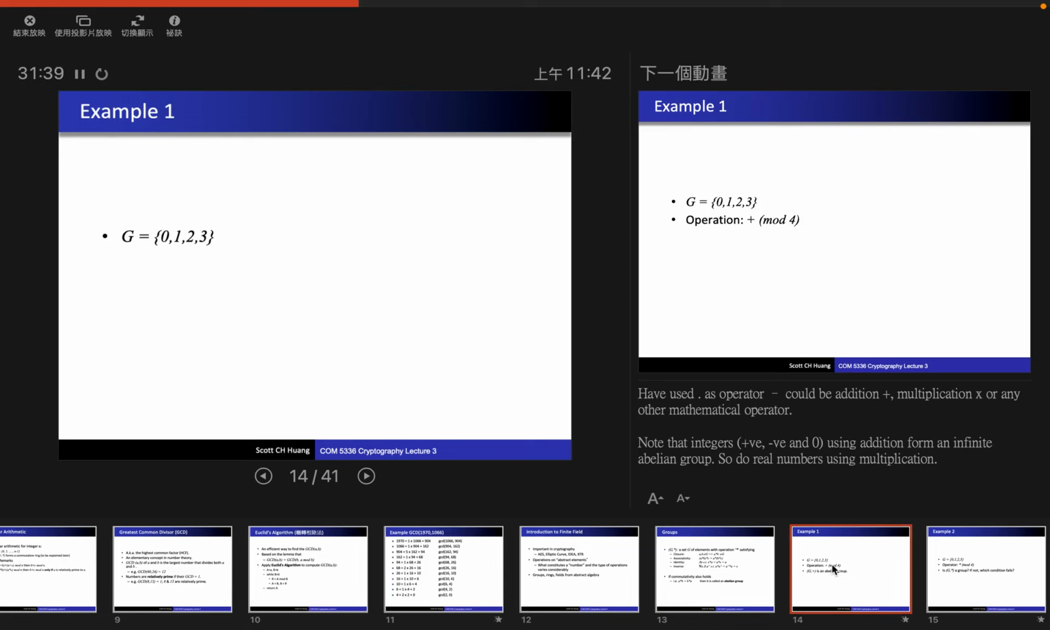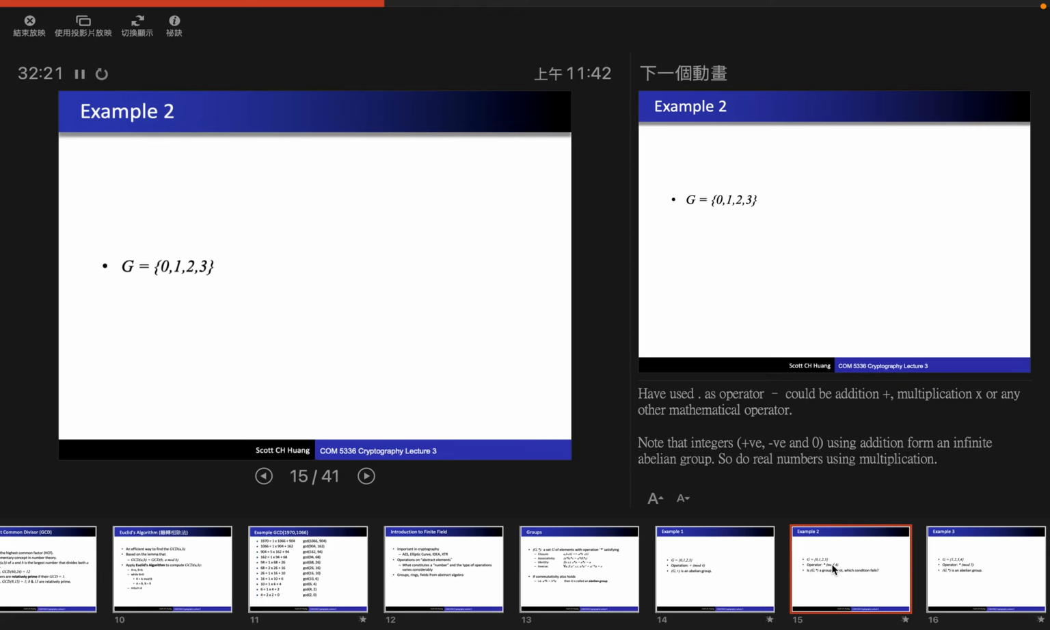Okay, so let's take a look at some examples. Let's say the set is 0, 1, 2, 3, only 4 elements, and the operation is addition mod 4. We add any of those mod 4. That's the operation. G with plus is an abelian group. You can check that all five assumptions hold. So this is an abelian group. That's the first example.